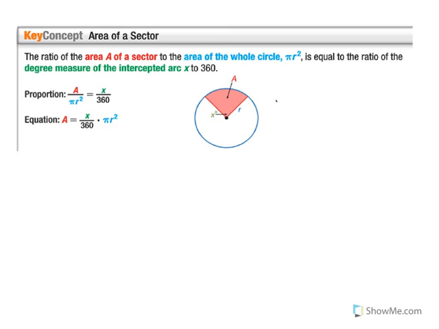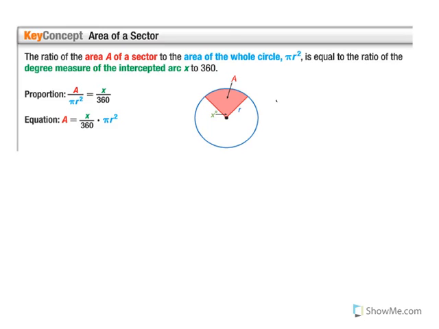So what is the area of a sector? The way I always like to think about it is, if I gave you a slice of pizza and asked you to find the area of that. You're finding the actual space, the actual surface area of that slice of pizza. So the area of a sector is just a slice of pizza out of a whole pie.